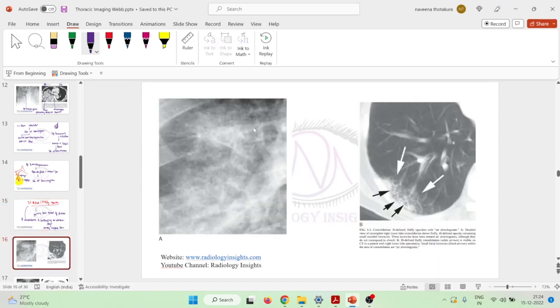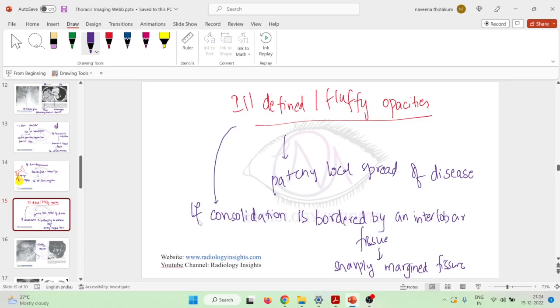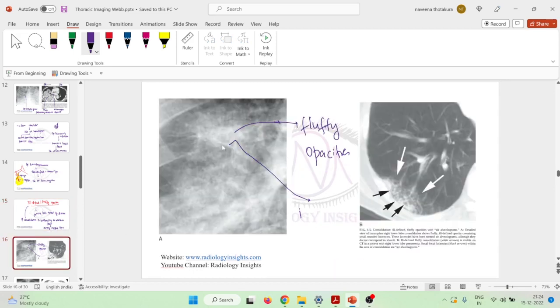If you see in this picture, this is the whole lung showing the ill-defined fluffy opacities. And here this is bordered by this line, which is actually the fissural line, because this is the interlobar fissure. Because this consolidation is bordered by the interlobar fissure, you can see the thickened or sharp interlobar fissure visualized here. Similarly, this is a CT picture showing right lower lobe pneumonia.